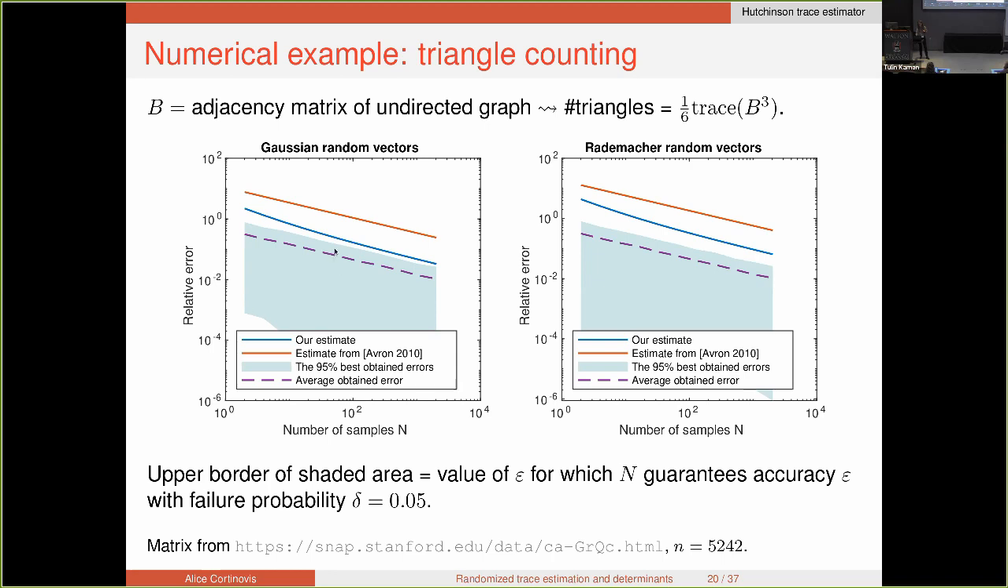It means that for 100 samples, the errors were in this interval here. What we care about is the upper border of the shaded area, and we want that to be close to the estimate. On the left it's for Gaussian random vectors, on the right for Rademacher random vectors, and the estimate is tighter for Gaussian random vectors. For Rademacher random vectors, it's off by a factor of 2.